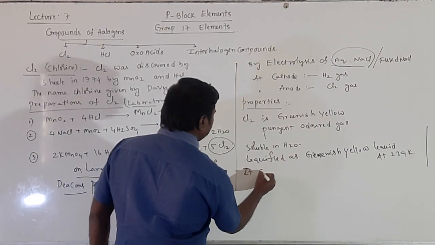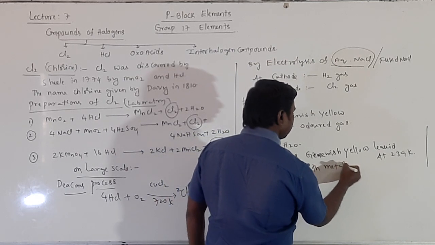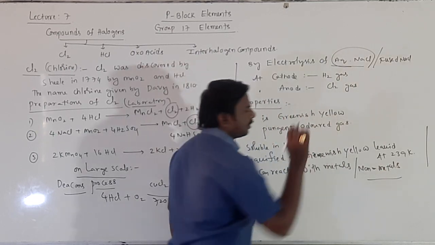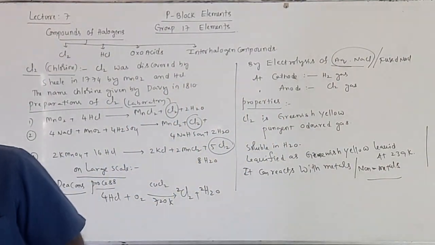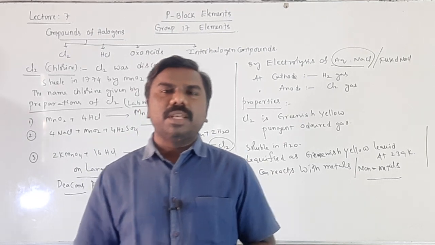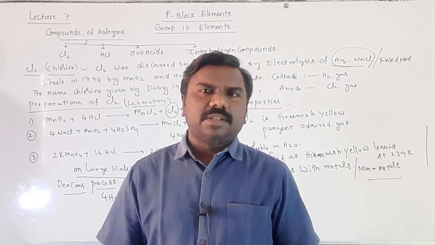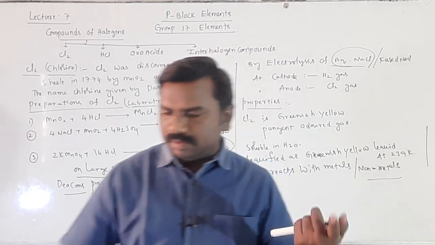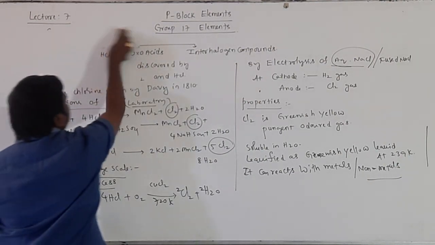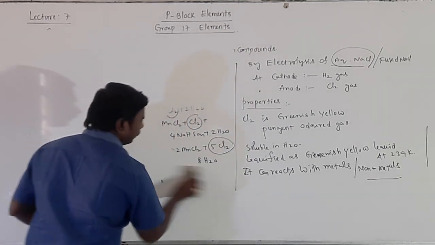It can react with metals and non-metals. Many reactions we can say: aluminum reacts with chlorine and gives aluminum chloride. Sodium gives sodium chloride. Phosphorus gives phosphorus chloride. Calcium gives calcium chloride. Many reactions are there. We'll write all those reactions, students. Now, how chlorine reacts with different compounds, we'll see all those reactions.